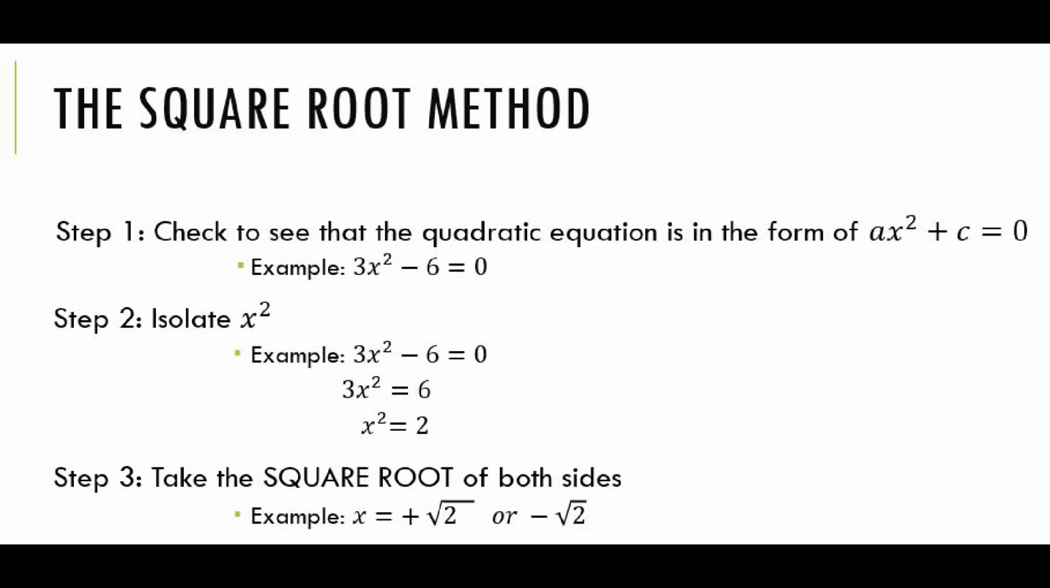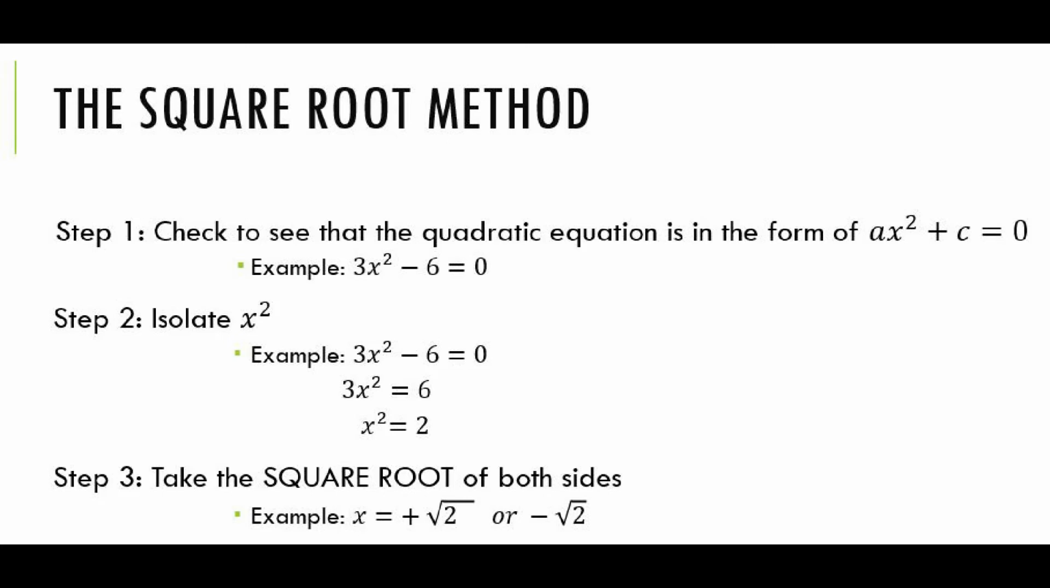With the square root method, our first step is to see that our quadratic function is written in the right format. It needs to be written as ax squared plus c equals 0. For our example, we're going to use 3x squared minus 6 equals 0. If it's not written in that form, I would not use the square root method. Instead, I'd either use the quadratic formula or I would factor it.